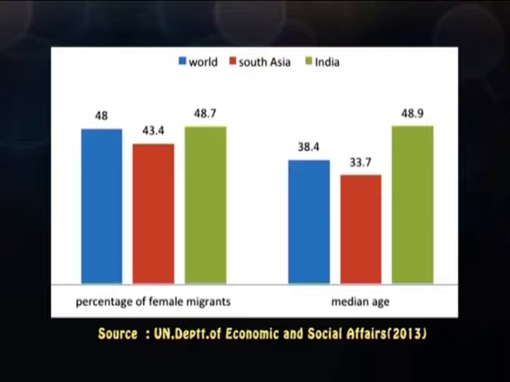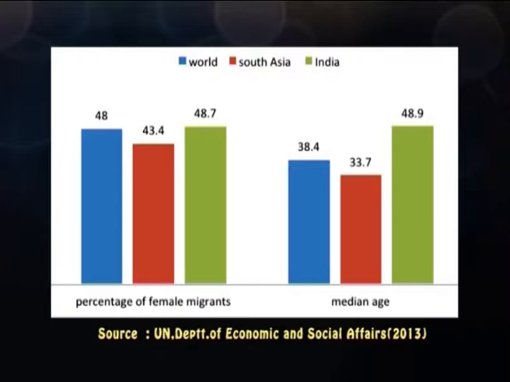But the median age of the international migrants from India is higher than that of the world and South Asia as a whole. The figure shows that the median age of international migrants from India in 2013 was 48.9 years as compared to 33.7 years for South Asia and 38.4 years for world as a whole.